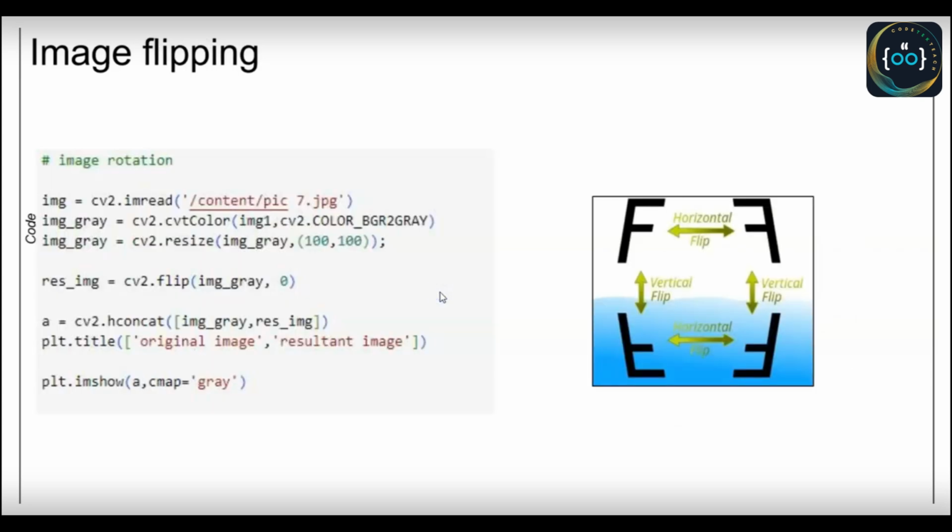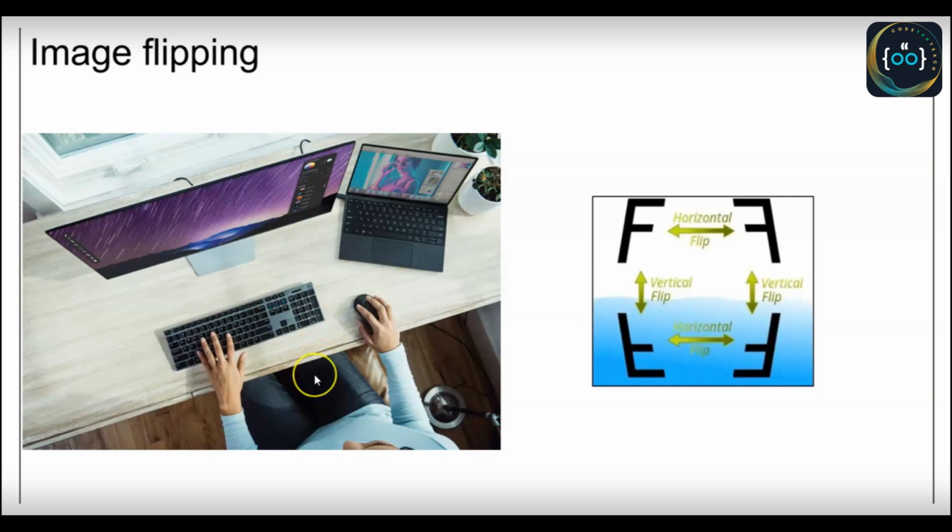Next, we move to flipping. We can either do horizontal flip or vertical flip. In this case, we are going to do vertical flip. So I'm using cv2.flip, the image in question, and I indicate the vertical flip with 0. Okay. This is the image that I'm going to flip.